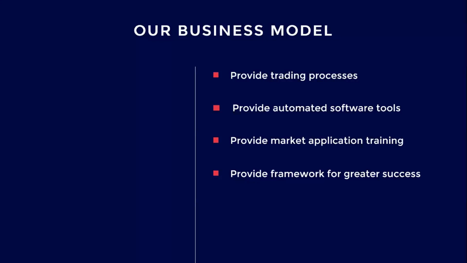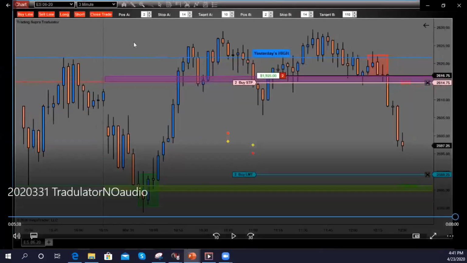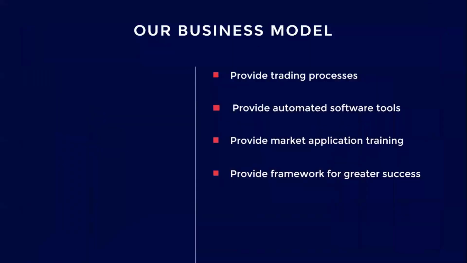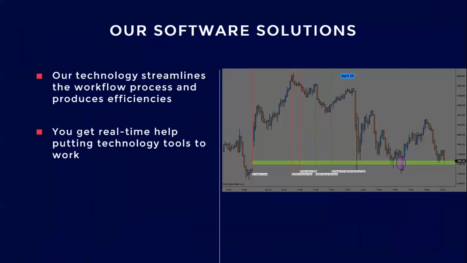We provide market application training. So how do you take these tools and how do you use them in real time? And we provide a framework for greater success. And we do that by way of live training. So what you're able to do is use the tools along with live training Monday through Friday from 9 a.m. to 11:30 a.m. Eastern time, for the U.S. open. You're able to sit down and get real-time assistance and guidance. And there's just an image of today.